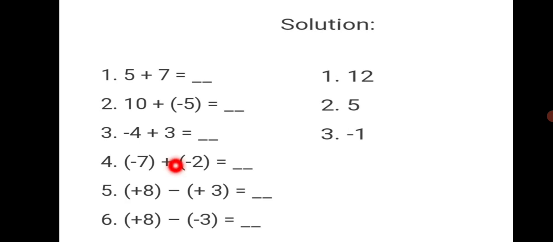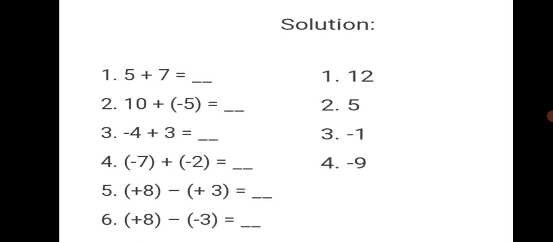Fourth sum. Open the brackets of the signs first. So plus and minus is minus. So we got minus 2 and minus 7 here. Minus operation is always plus. So 7 plus 2 is 9 and the sign will be minus because both the integers had negative sign. So fourth answer will be minus 9.